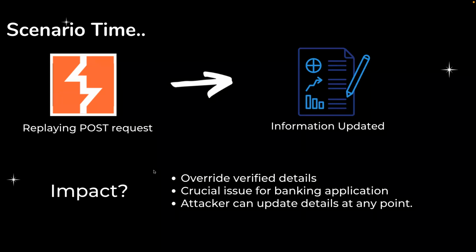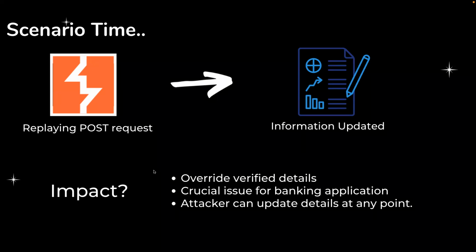So if the application forbids some SSN number from creating an account on that particular portal, he'll enter the SSN number of his friend, get it verified, and then change it to his. That can be the case here. So the impact can be overriding the verified details. Crucial issue for banking applications. The attacker can update details at any point. This last point I like to emphasize: at any point.